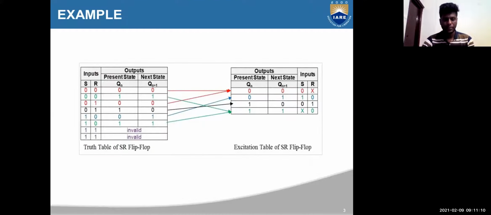Now let us look at an example of an excitation table. Here we are giving the inputs S and R, and the values of S and R are represented by 0 and 1. Qn is the present state, which is the output. The output consists of two states, the present state and the next state. Qn is the present state, Qn plus 1 is the next state. This is the truth table of the SR flip-flop. Now, using the truth table of the SR flip-flop, we construct an excitation table of the SR flip-flop, where the outputs are of two types, present state and next state, Qn and Qn plus 1, and the inputs will be S and R. Here we formed an excitation table of an SR flip-flop.